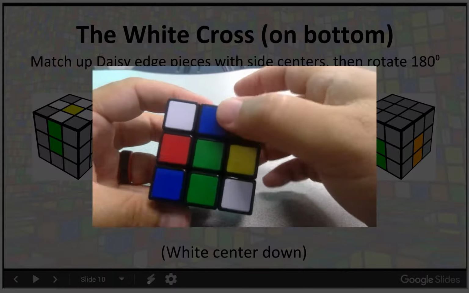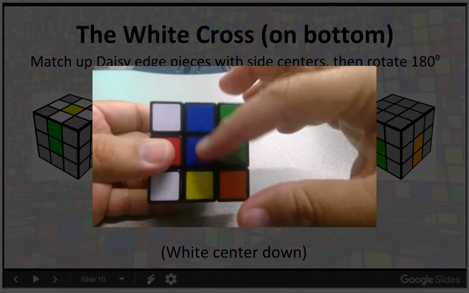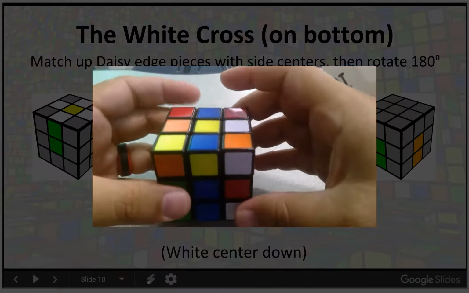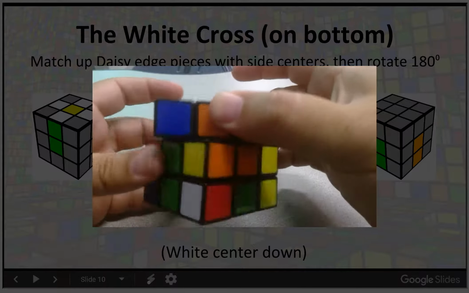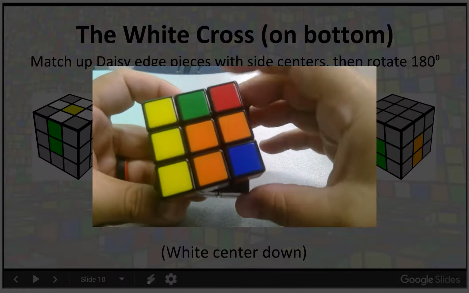Green is not the same as blue, so I need to turn it and find it. So there we go, blue, blue. Put that at the bottom. And then my last piece. So I have orange. And there we go, orange, orange. Put that at the bottom.